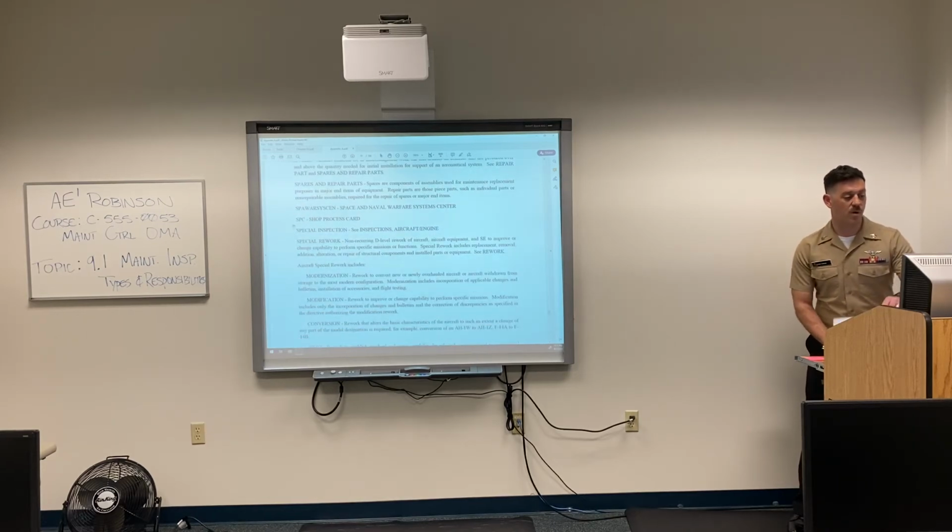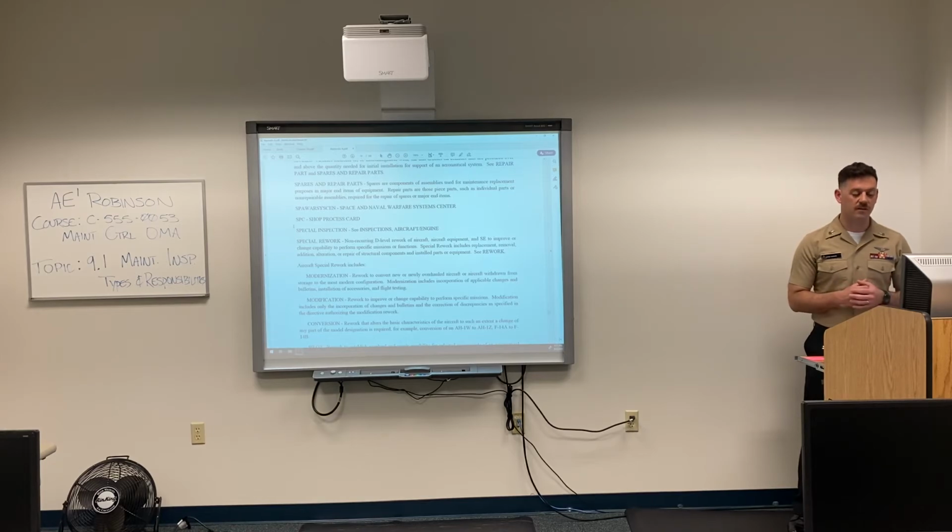The next type of rework is our special rework. Special rework is non-recurring, and it's done to improve or change the capability to perform specific missions or functions by replacement, removal, addition, alteration, or repair of structural components and installed parts or equipment. This is going to be our non-recurring or unscheduled kind of maintenance, and will include modifications and certain technical directives that have to be incorporated at the D level.